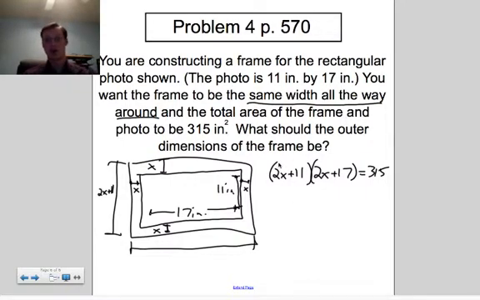So this is going to be a multi-step process. First, we're going to take those two binomials, multiply them, make a trinomial. Subtract 315 from both sides, so you get a whole nothing. Then we're going to factor that back out again, so that we have two binomials and a 0. That's what we're looking for. So first, 4x squared outside plus 34x inside plus 22x last plus 11 times 17, 187.